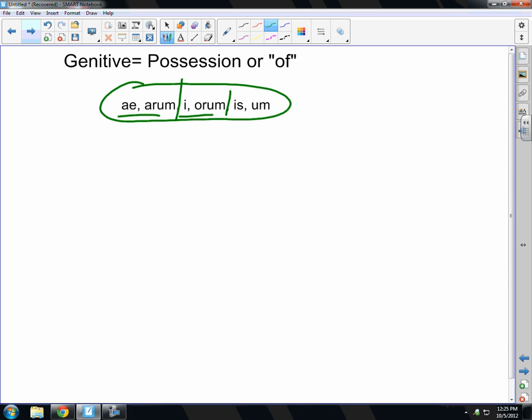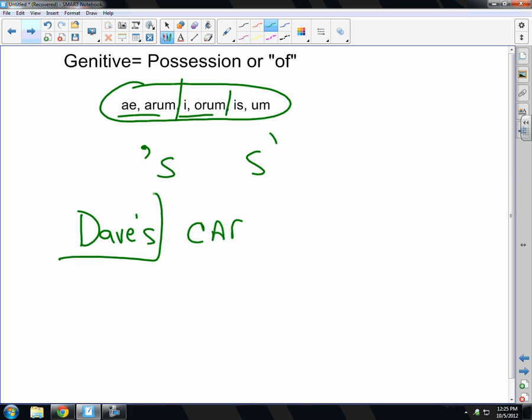What is possession, though, in English? Well, possession is just an apostrophe S or an S apostrophe. It's when somebody owns something. If I have a car, well, whose car is it? Well, it's Dave's car. It's Dave's car. This possessive word, the person who possesses the noun, will have a genitive ending.